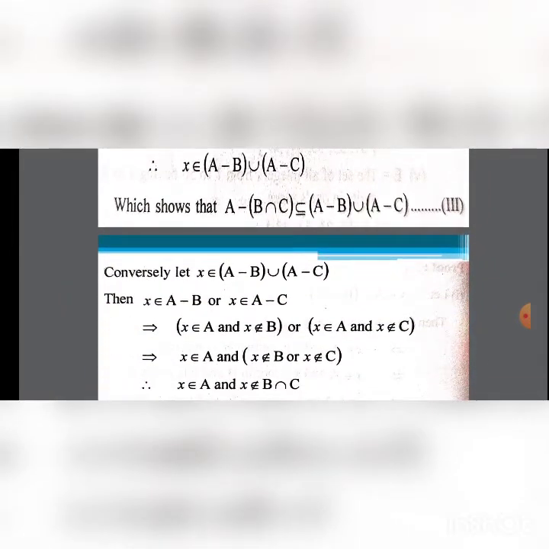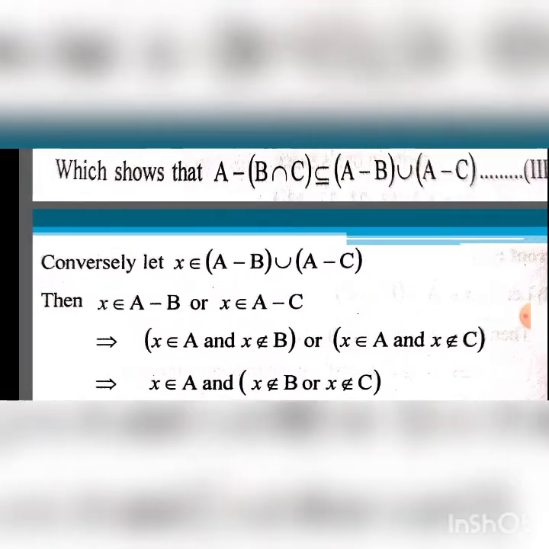Now conversely we take one element from the right hand side and we will show that the element belongs to the left hand side. So let x belong to (A minus B) union (A minus C). Union means what? Or. And intersection means what? And. Then x belongs to A minus B or x belongs to A minus C. Then by the definition of complement, x belongs to A minus B means what? x belongs to A and x does not belong to B, or, and x belongs to A minus C means x belongs to A and x does not belong to C.